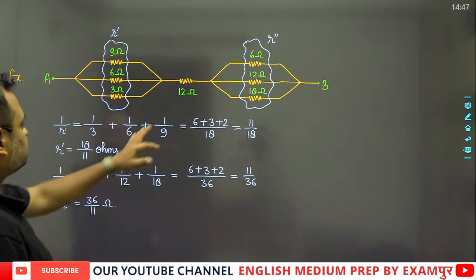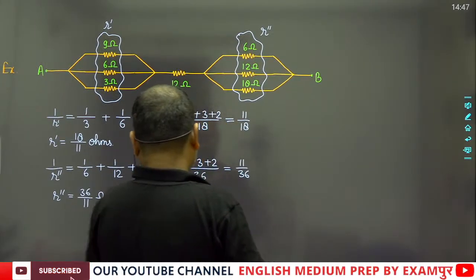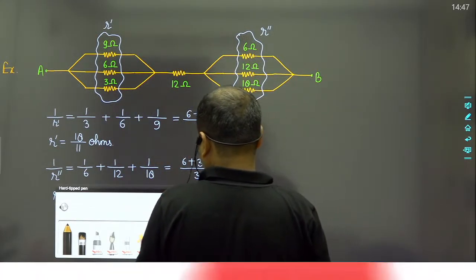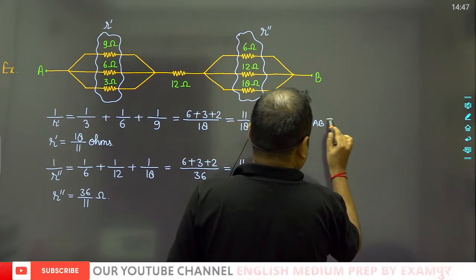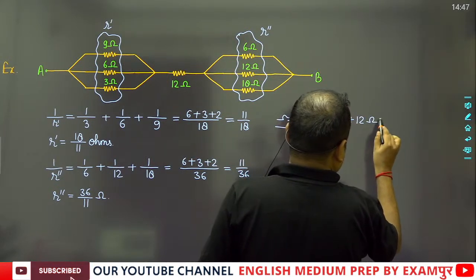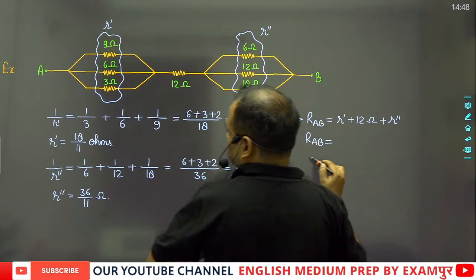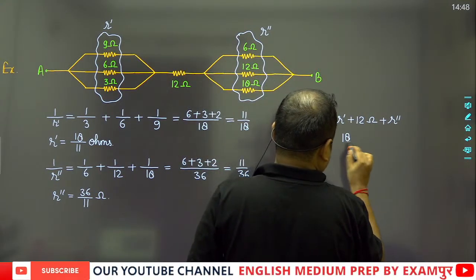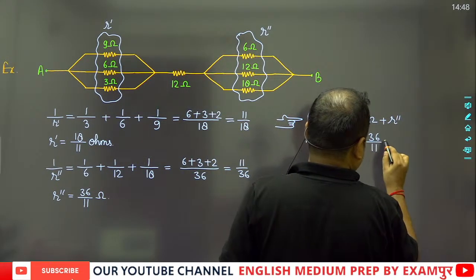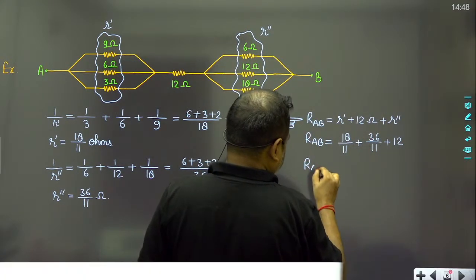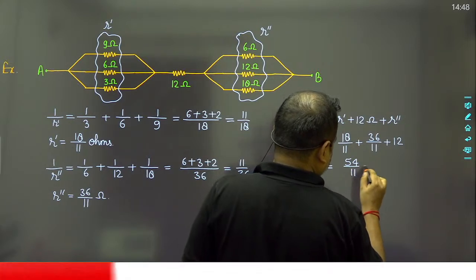Now here you can see the value of RAB. RAB will be like this: R dash plus 12 ohms plus R double dash. So RAB will be equal to 18 upon 11 plus 12 plus 36 upon 11. So this will be equal to 54 upon 11 plus 12.